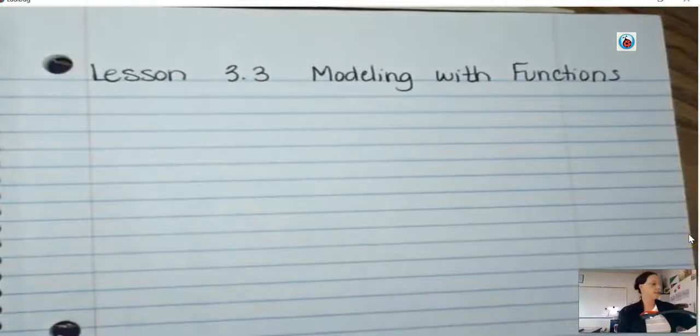Okay, today's lesson is lesson 3.3, modeling with functions. Today we're going to work on writing and interpreting functions. We're going to use function notation, and we're going to talk about independent and dependent variables. Okay, we're going to start with the vocabulary.